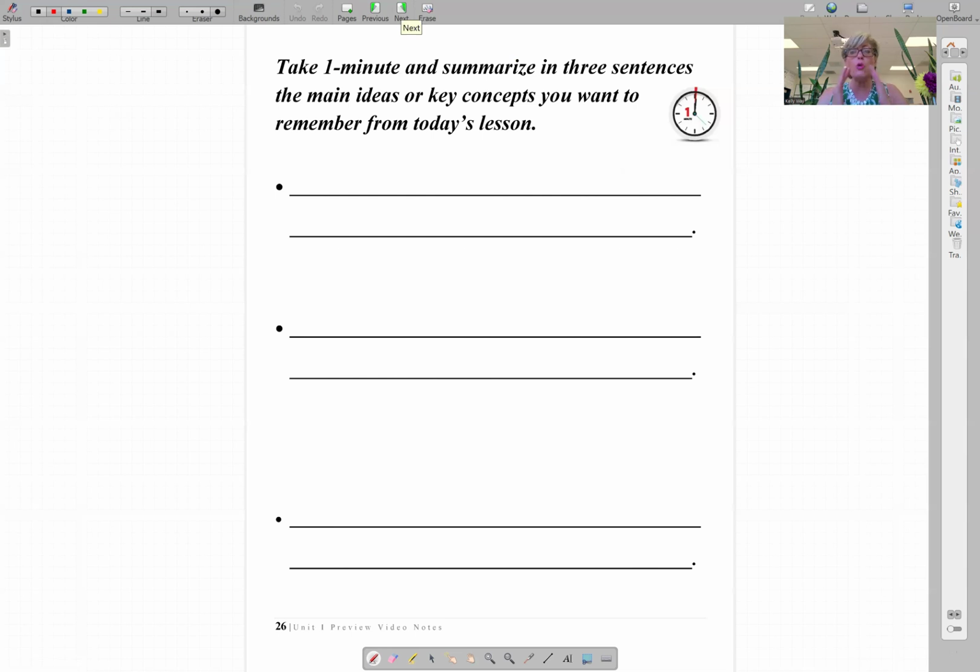You summarize on your own using your own words, complete sentences. What are the key ideas you want to remember? This is called metacognition, thinking about your thinking. Write it down.